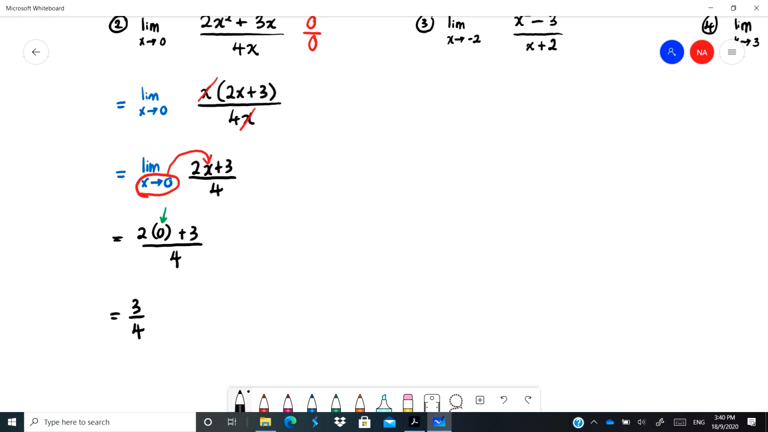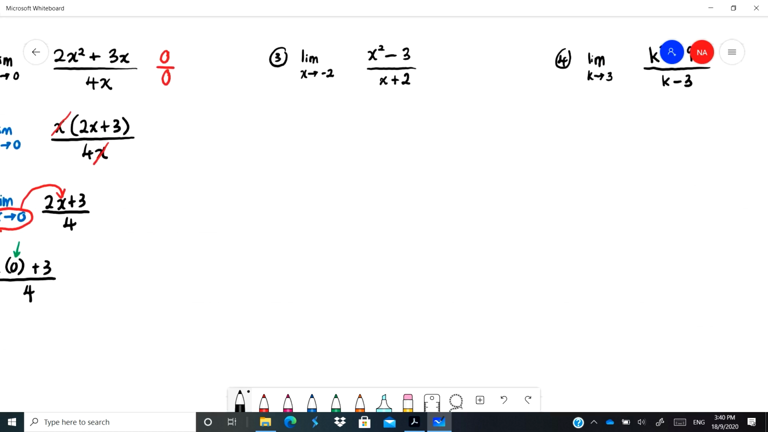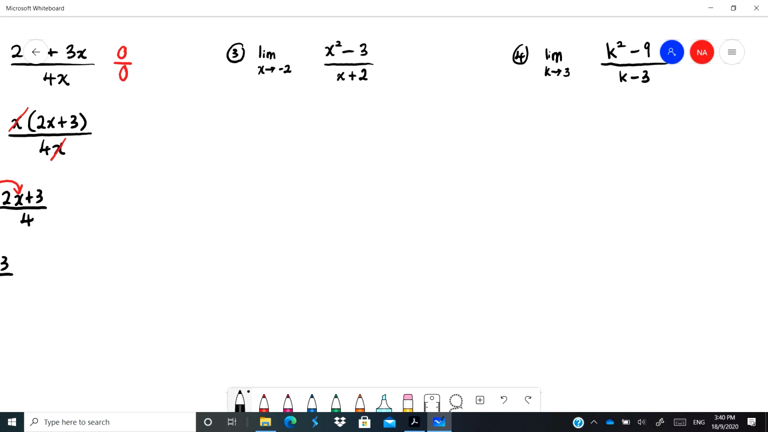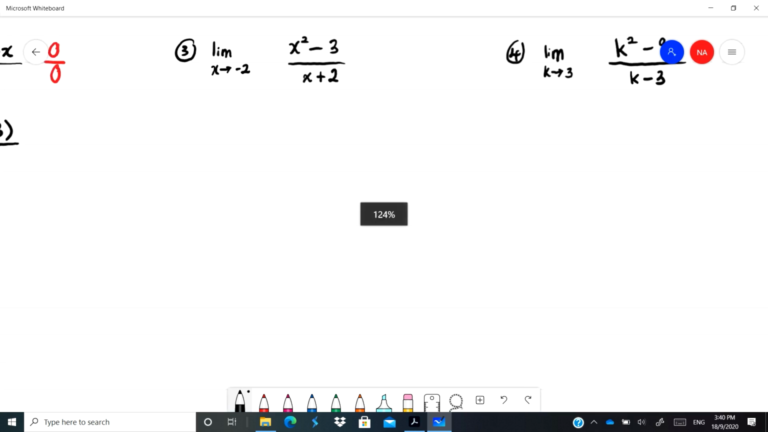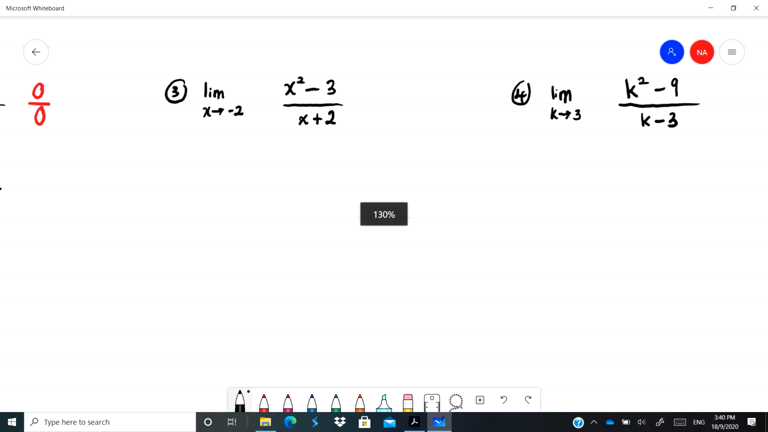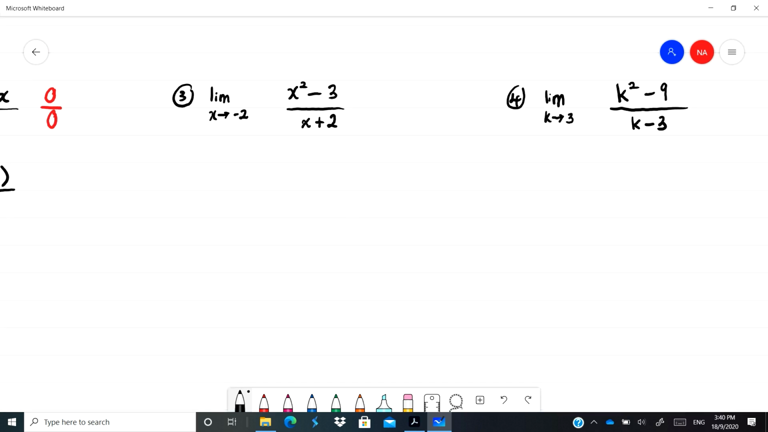Please don't leave your answer as 0 over 0. It is not accepted. All right, so let's look at number 3. All you need to do when you have the function is substitute the value of the given point. So in this case, let's try to substitute negative 2 inside there.